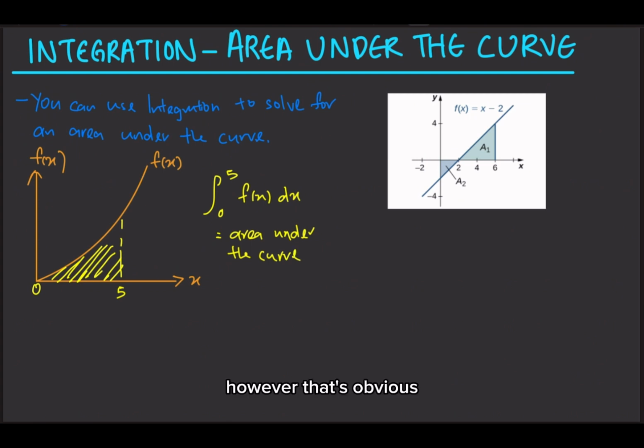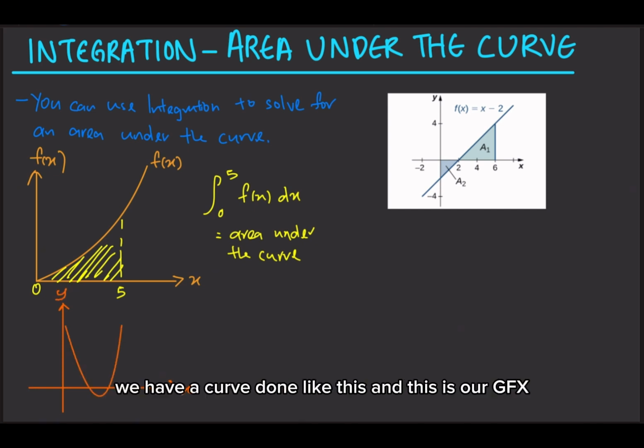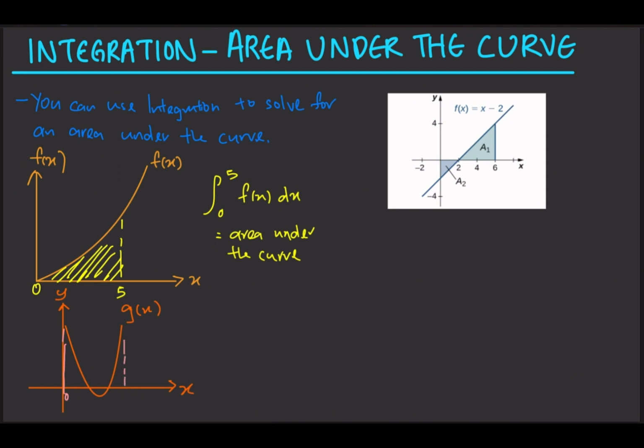However, there's always a concept that we need to understand. Let's say this is x, and this is g of x. We have a curve drawn like this, and this is our g of x. And then you want to find the area from 0 all the way up to, let's say this is 10, right? And you kind of want to find the area here, here, and here.